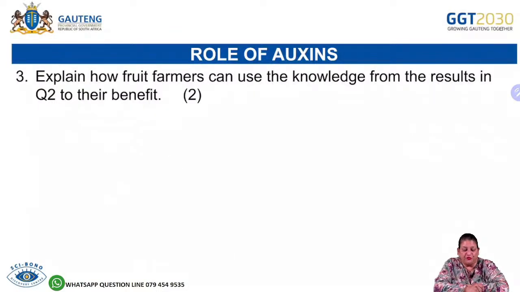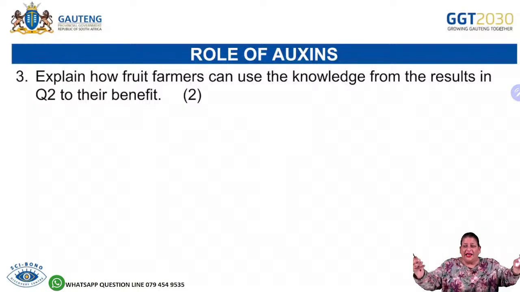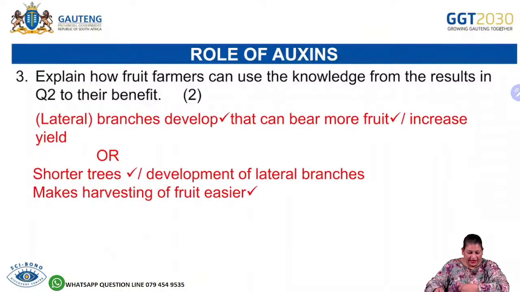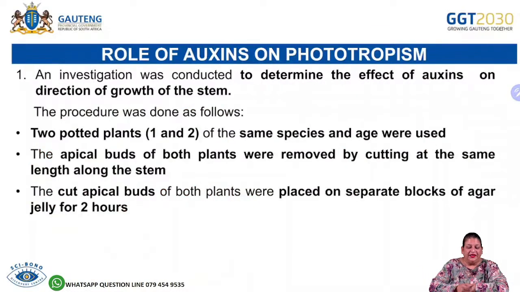Okay, explain how fruit farmers can use the knowledge from the results in question 2. So what can fruit farmers do? They prune their fruit trees, they prune all the peach trees, and by pruning, they're not allowing the peach tree to grow up. It's allowing for more side branches so you can get more fruit, and more fruit can be harvested for the economy as well. Lateral branches will develop because you're cutting the stem tips, removing auxins, no apical growth, more lateral branches, so more fruit will form. You'll have shorter, bushier trees with more lateral branches and more fruits.